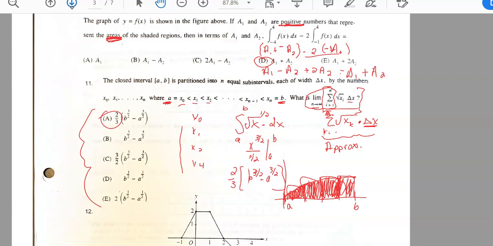Big picture idea here that you would get tested on is the idea that the limit of our Riemann sum as the number of rectangles goes to infinity, that then is our definite integral.